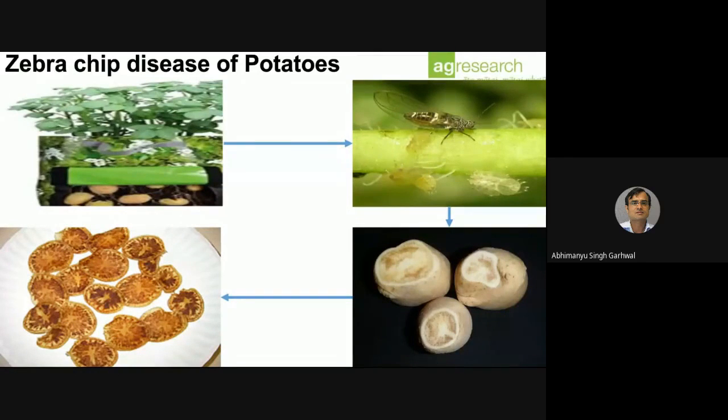So what is the zebra chip disease? This is a potato plant, and there is a psyllid larva containing Candidatus Liberibacter bacteria. When it injects the stem of the plant, the larva contains that bacteria, and it goes down to the root of the potato, and it infects the potato from the surroundings, from the periphery of the potato first, and then it contains the stripes like the zebra chip when you fry it.